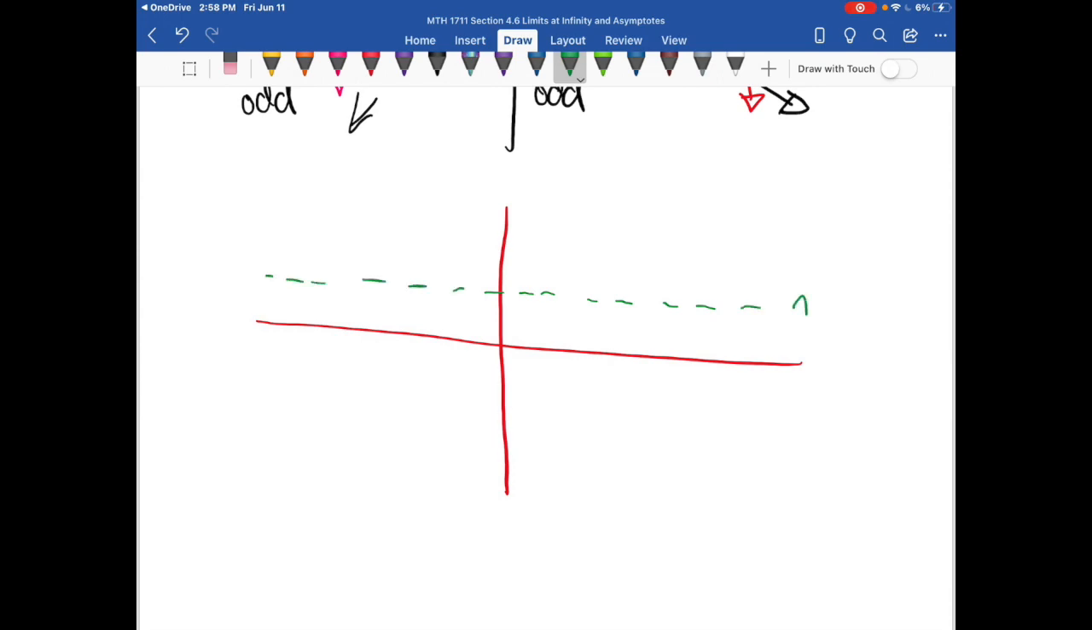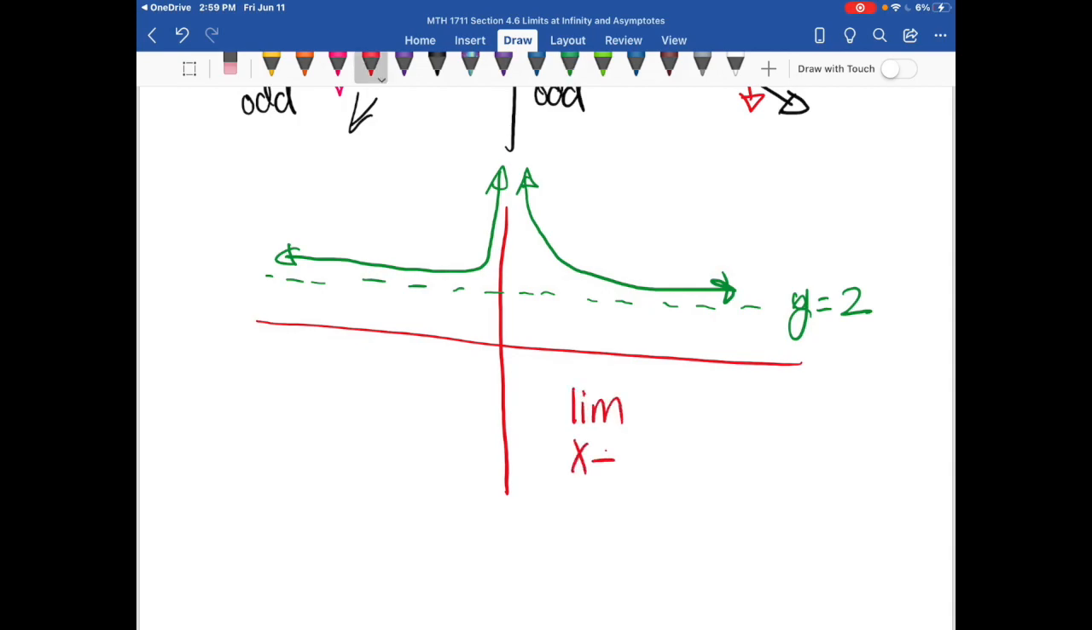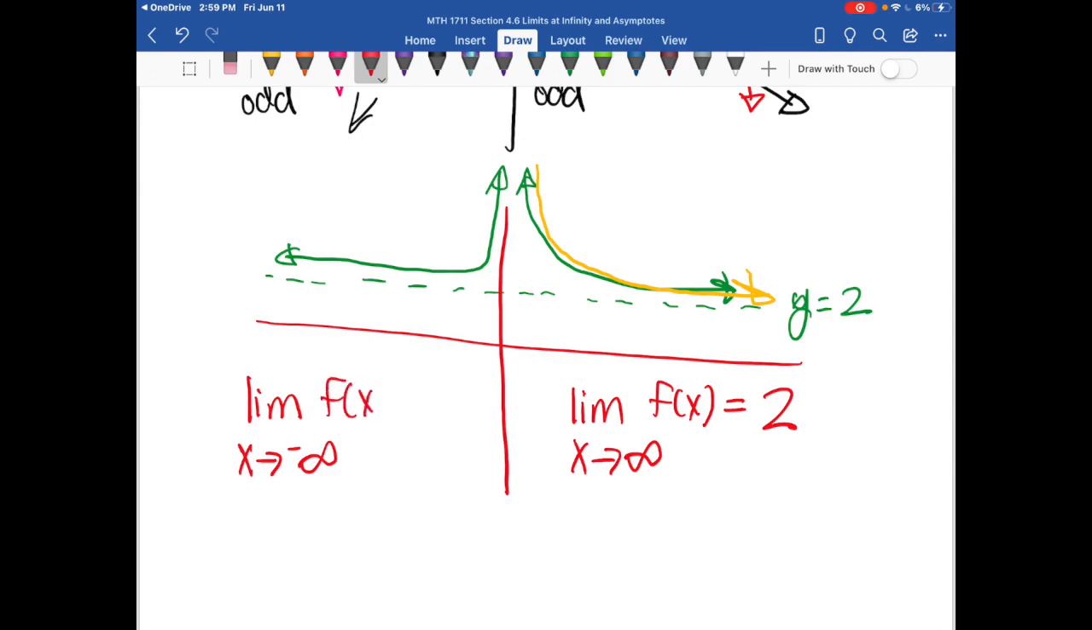So say I had a graph that looks like this, where I had, let's say, a horizontal asymptote at y is equal to 2. If I had a graph that looks something like this, then I could use limits to describe the end behavior. I could say the limit as x approaches infinity of this function, the y value, what it's approaching, would be 2. Right? Because as I trace this graph going to positive infinity, I'm getting closer and closer to 2.